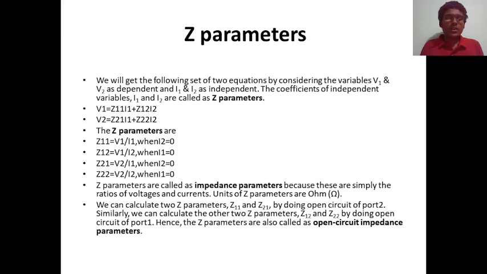Z parameters are called impedance parameters because these are simply the ratio of voltages and currents. Units of Z parameters are ohms.